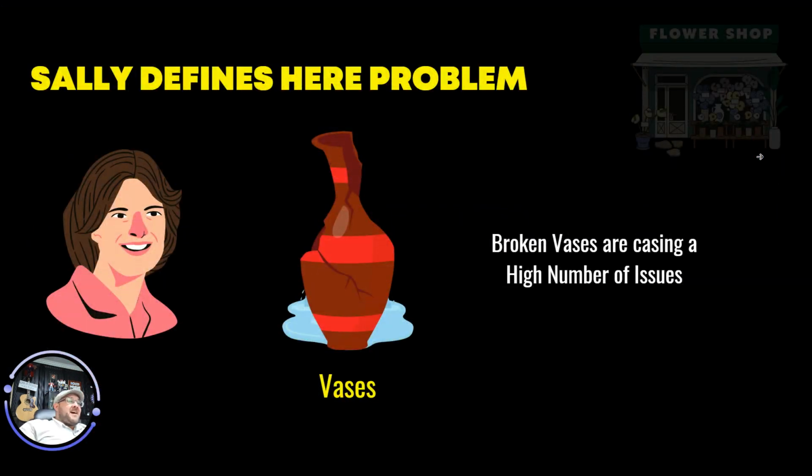Going back to Sally, Sally defines her problem. Broken vases are causing a high number of issues. If your product's not good, you're not going to have a good customer. And so thinking about the customer loss aspect of it, broken vases are causing a high number of issues. This is going to equal customer loss, because over time, if you're not giving your customer better quality and a better product at a lesser cost, they're going to move on to someone else.